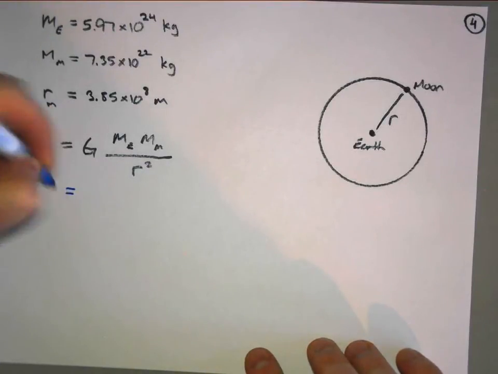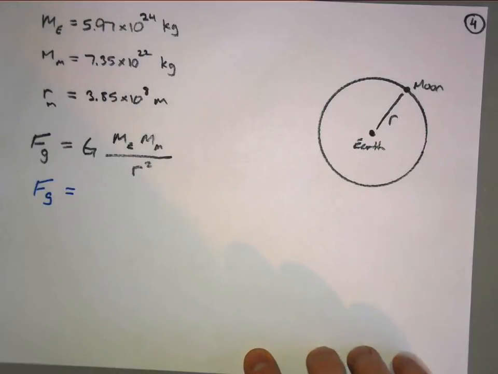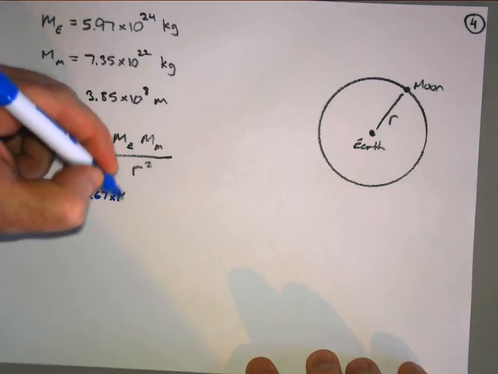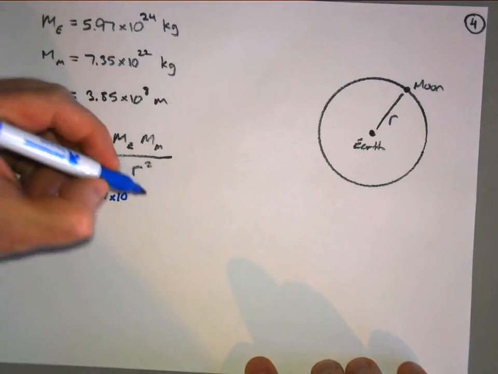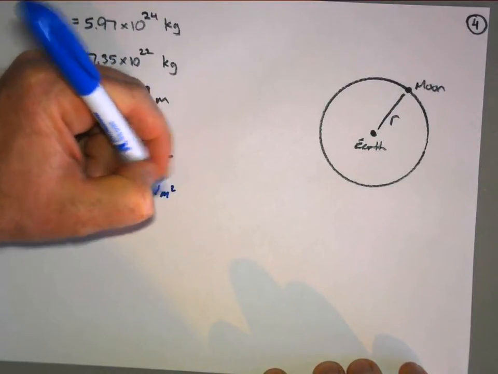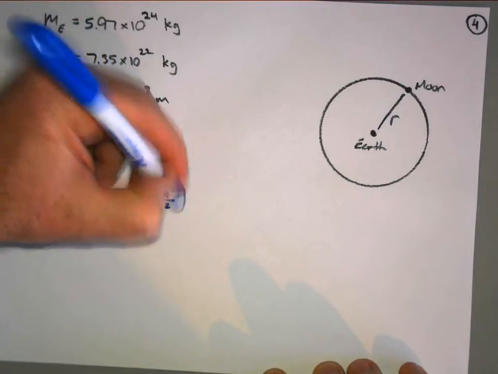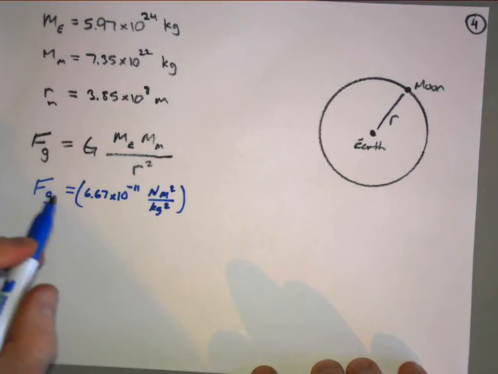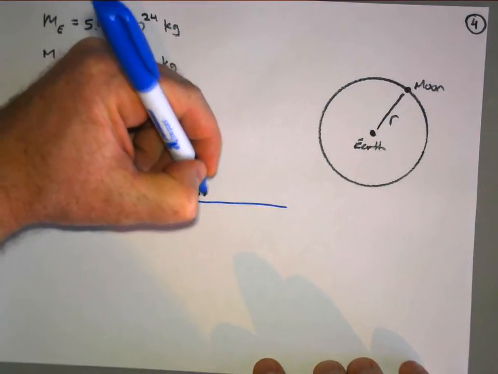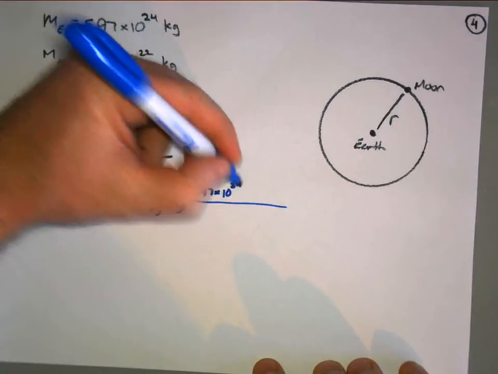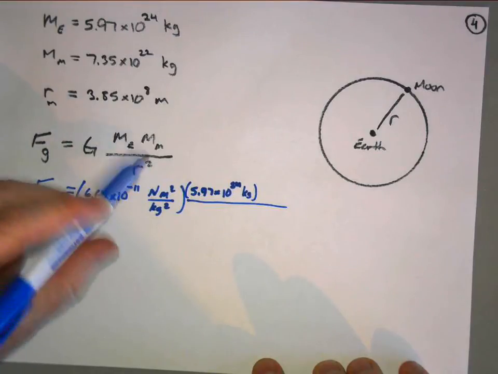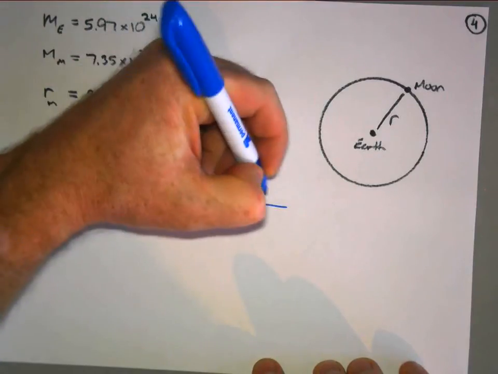And so I have my gravitational constant, 6.67 times 10 to the negative 11. I'll do this one more time for you. Newton meter squared per kilogram squared. Okay, there's G. Now I've got mass of the Earth, 5.97 times 10 to the 24 kilograms. I've got mass of the moon, 7.35 times 10 to the 22.